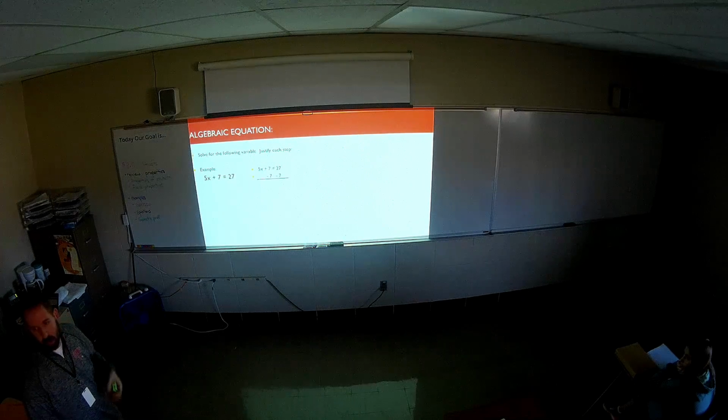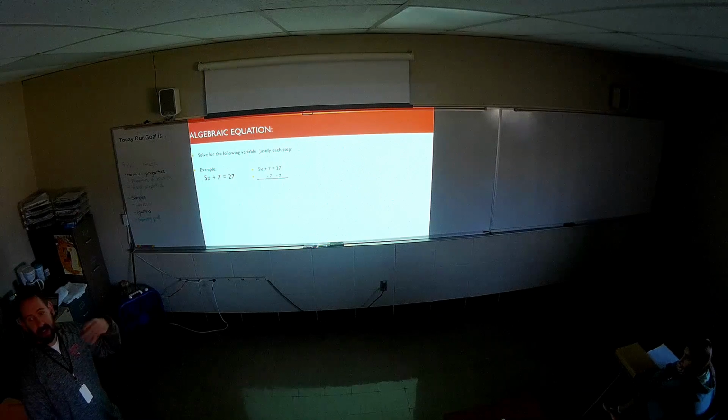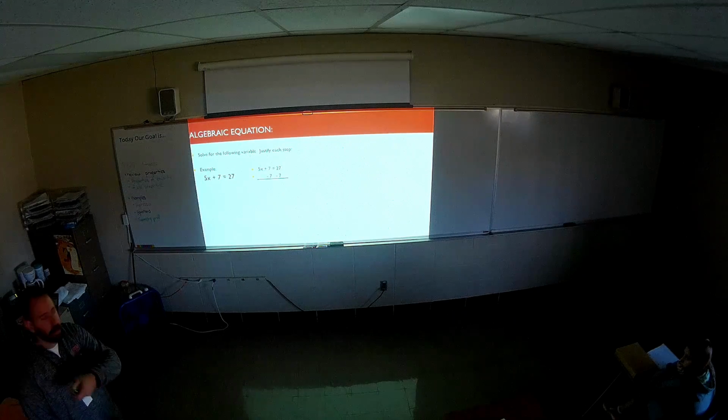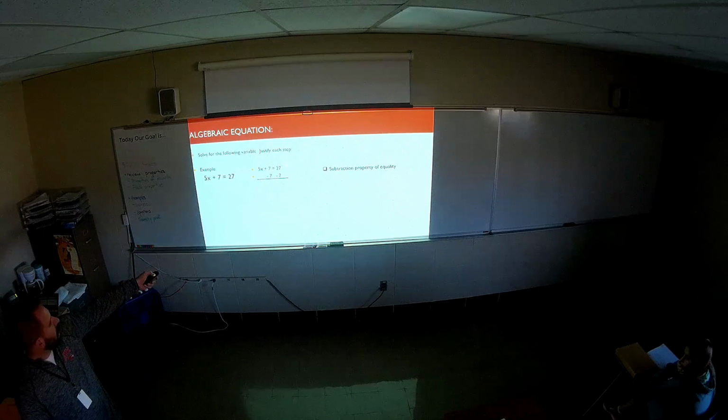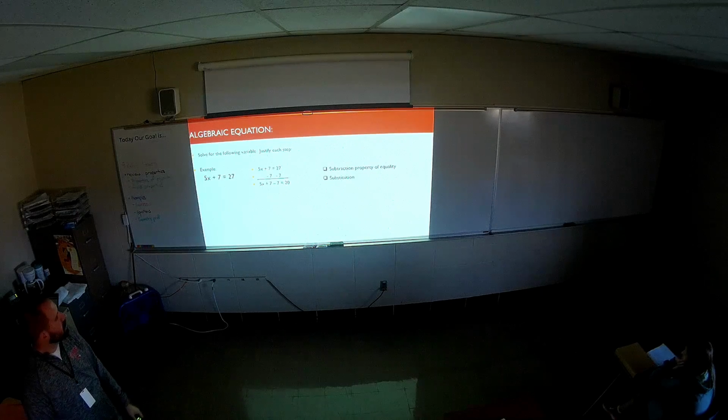Subtract 7s. You're absolutely right. We're going to subtract 7s from both sides. Now, what is that called? Yeah, subtraction property of equality. We're actually subtracting from both sides. Okay, now, on the right side, what will that make? 20. That's what you've got to make sure. It's going to make 20 on that right side. Now, what property is that where I actually subtracted those? That's the substitution. Yeah. You're just doing simple substitutions to get that 20.